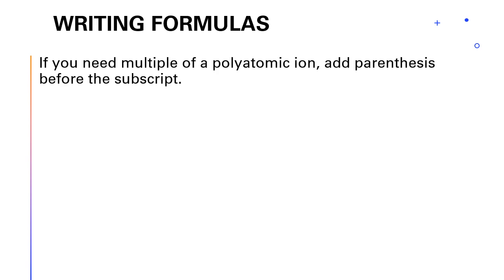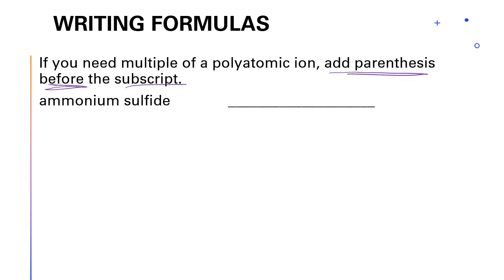All right, so let's make it a little bit more complicated. Let's say you need multiple of a polyatomic ion. In that case, you are going to add parentheses before you get to the subscript when you're trying to make multiple. So for example, if we had ammonium sulfide, ammonium is a polyatomic ion with the chemical formula NH4 and the charge of +1. And sulfide, since it ends in IDE, tells me that it's the element sulfur with a charge of -2. So in order to balance that out, I would need 2 of these +1s so I can get +2 to balance the -2.